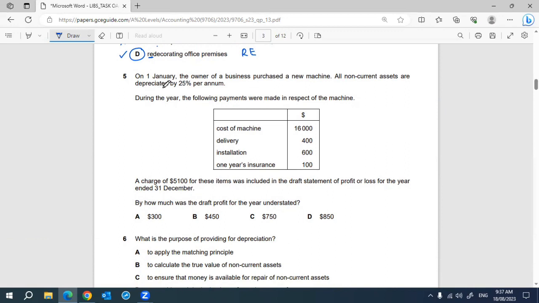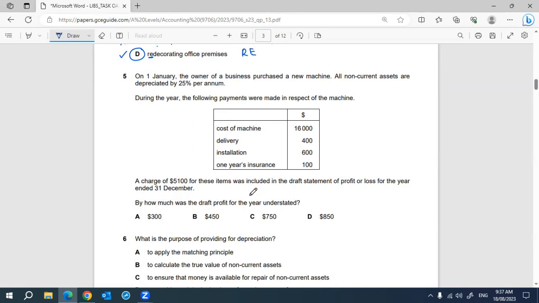Next, on 1st January, the owner of a business purchased a new machine. So all non-current assets are depreciated by 25% per annum. During the year, the following payments were made in respect of the machine. Okay, this is what you see in the box, the cost of the machine itself, plus some related expenses. So a charge of 5,100 for these items was included in the draft statement of profit or loss for the year ended 31st December. So by how much was the draft profit for the year understated?